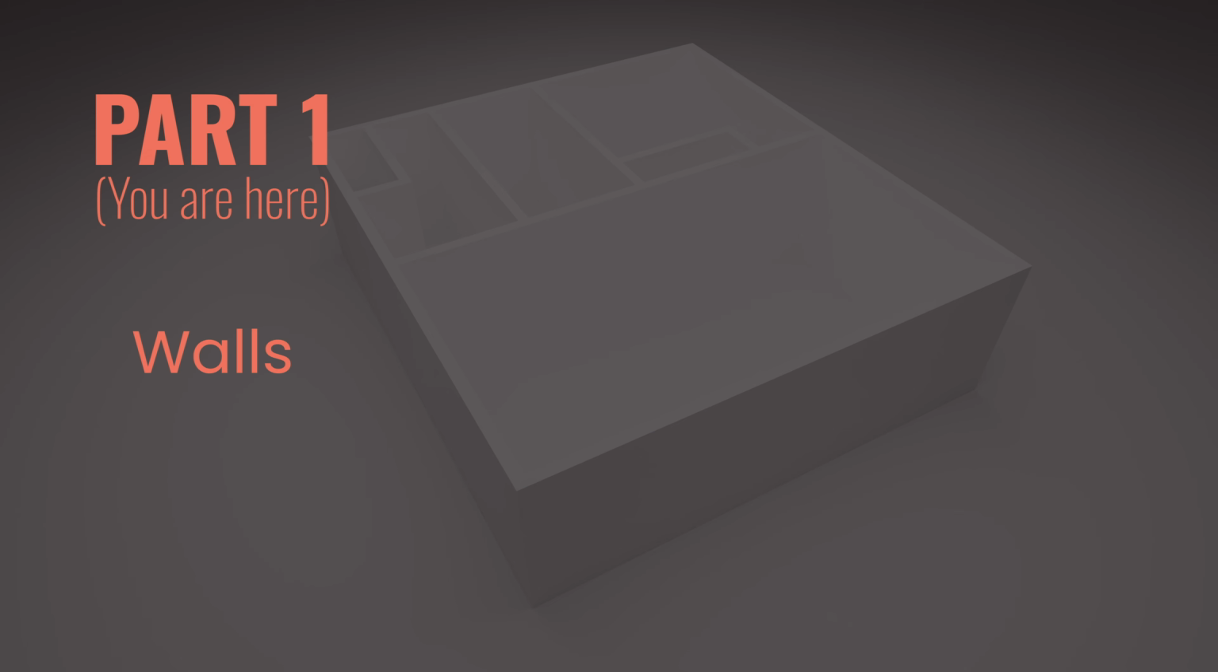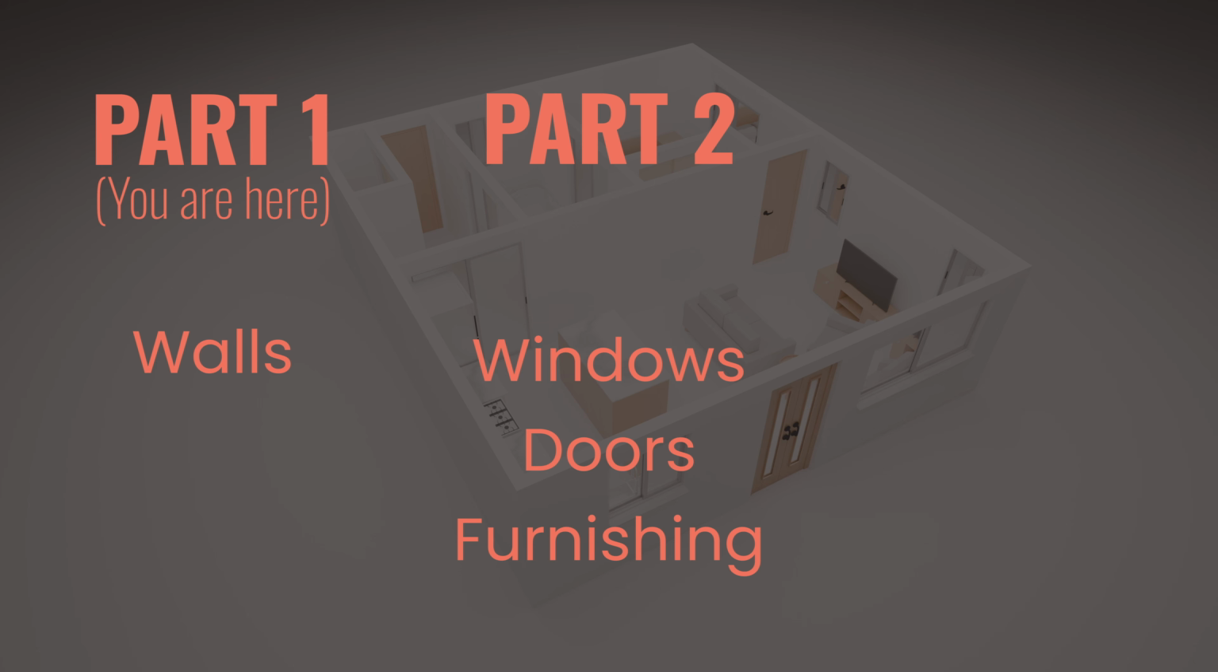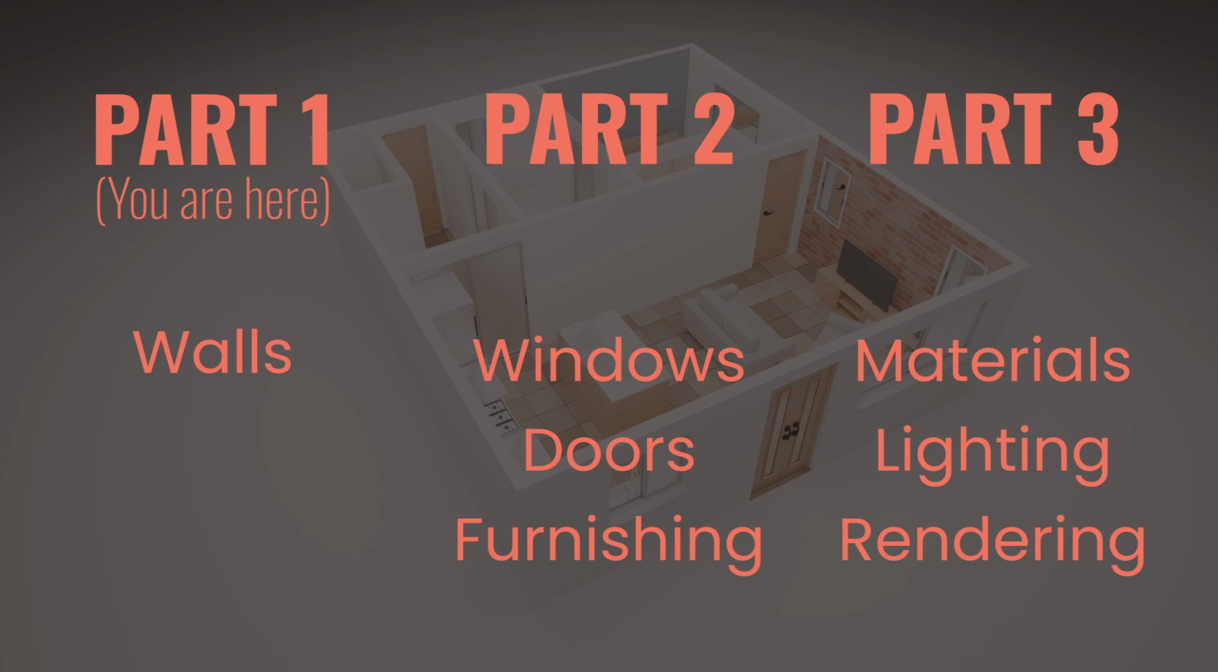In part 1, we'll be making the walls, part 2 will be windows, doors, and furnishing, and in part 3, we'll apply materials to the floors and walls, light the plan, and render it.